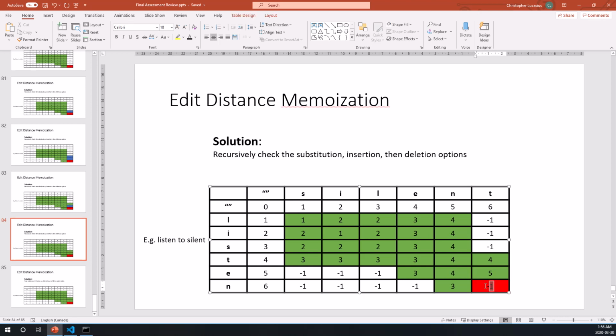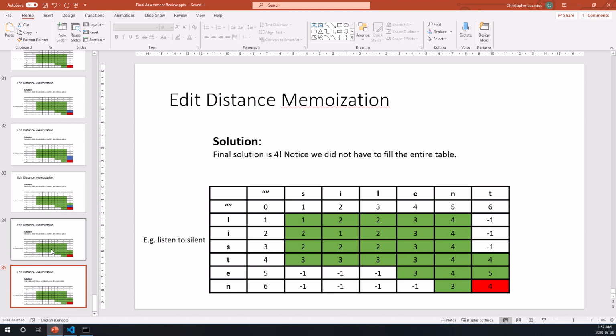Now I finally have enough information to know the final edit distance between listen and silent, and that's going to be 1 plus the min of these 3 values, which will be 1 plus 3, you guessed it, equal to 4. And now we finally have the final edit distance between listen and silent.